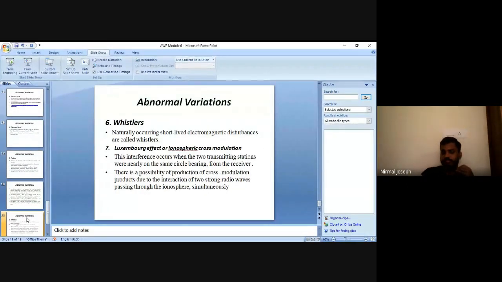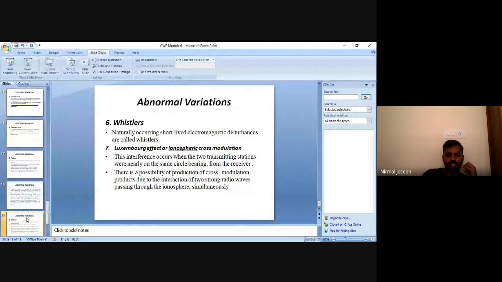Next we will move on to whistlers, the sixth abnormal variation. Whistlers are naturally occurring short-lived electromagnetic disturbances in the ionosphere. In the ionosphere, due to so many natural causes, some electromagnetic disturbances can occur. That is called whistlers. This is also an abnormal variation, since we cannot predict at all how it is going to happen and when it is going to happen.